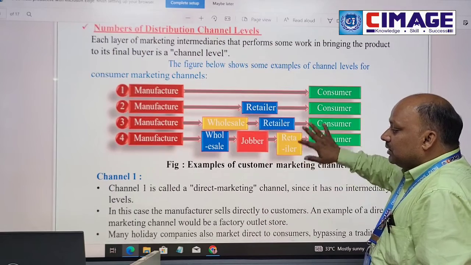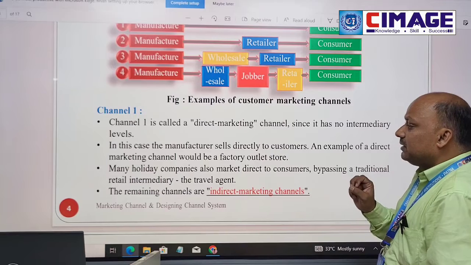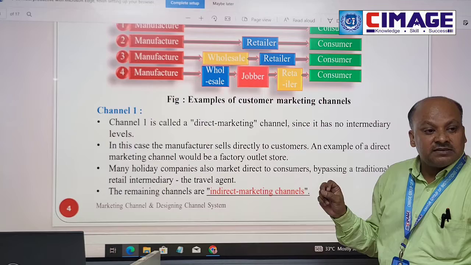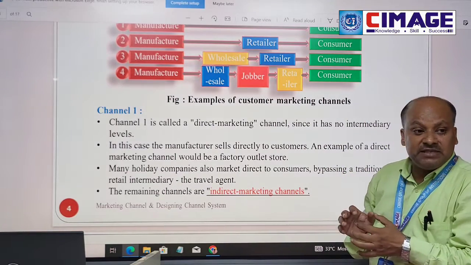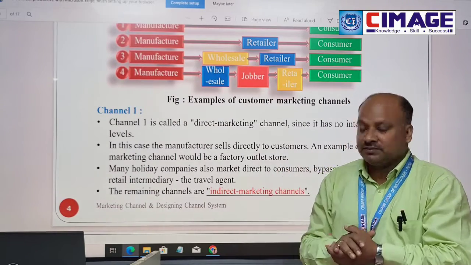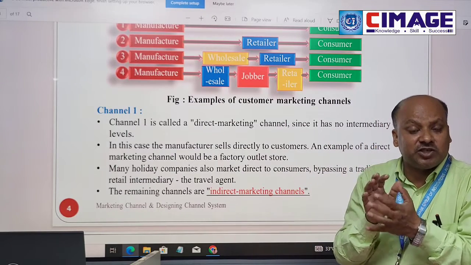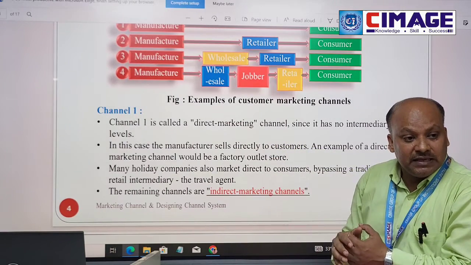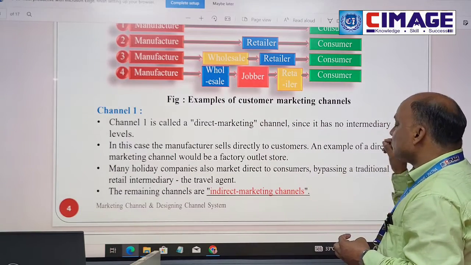Now under the channel, one is called direct marketing. As we have seen, the manufacturer directly reaches the consumer, and when that type of channel exists, it is known as direct marketing. This is one mode, the direct marketing channel, since it has no intermediaries.